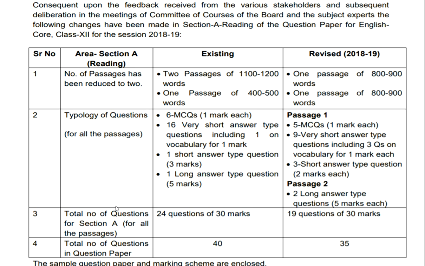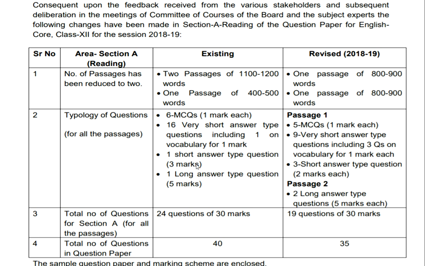Then coming to the typology of questions, earlier you had 6 MCQs of 1 mark each, 16 very short answer type questions, VSAQs, including one on vocabulary. You know that you had one question on vocabulary also at the last. Now it has been reduced to just 5 MCQs and 9 very short answer type questions, including 3 questions on vocabulary. Basically, CBSE is focusing on your vocabulary this time.